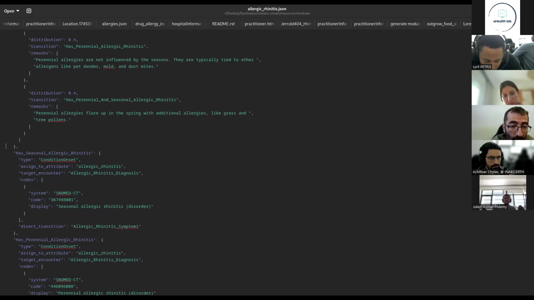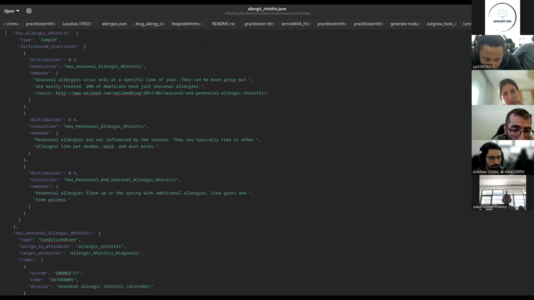And it says that there is also another condition. For example, here you have a distribution of 0.4 for has perennial and seasonal allergic rhinitis, right? Yeah. Or a distribution of 0.2, on the upper part of the screen, for the transition on has seasonal allergic rhinitis. This distribution value of 0.2, I thought that could be learned if I used a real dataset.